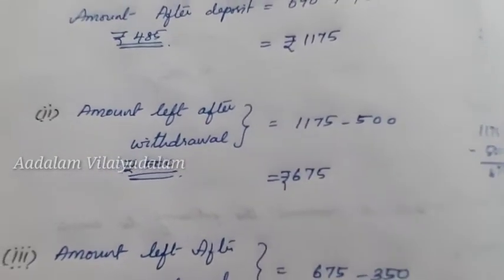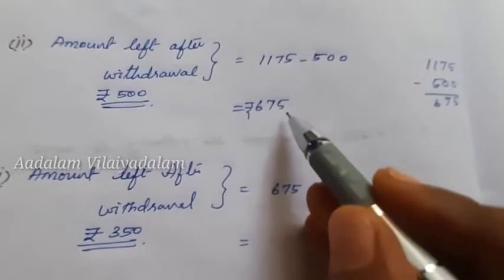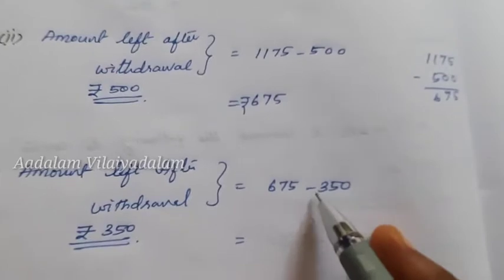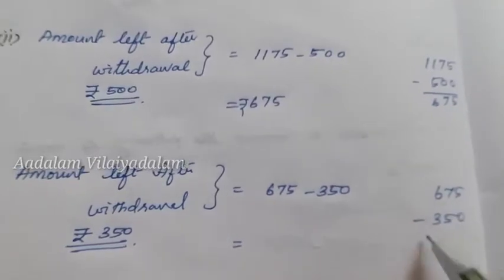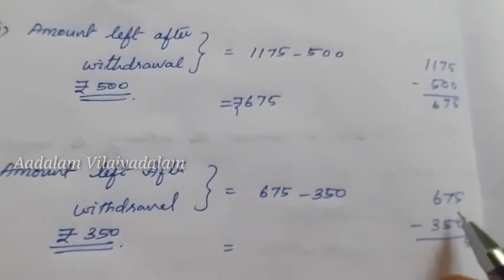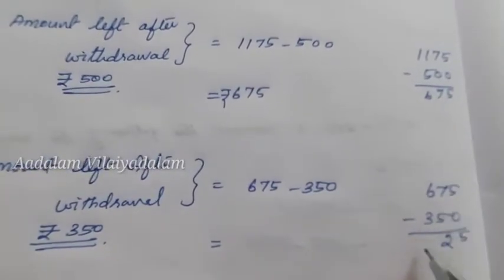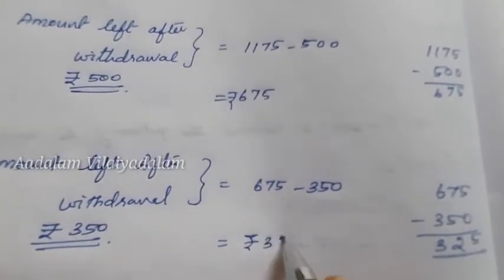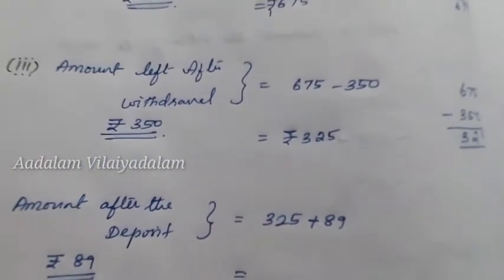And again the same person does the withdrawal of 350. So in his balance 675 rupees are there. If he does the withdrawal minus 350, we get 675 minus 350. Withdrawal means we have to do the subtraction. Then 5, and 7 minus 5 we get 2, and 6 minus 3 we get 3. Therefore the balance amount is rupees 325.